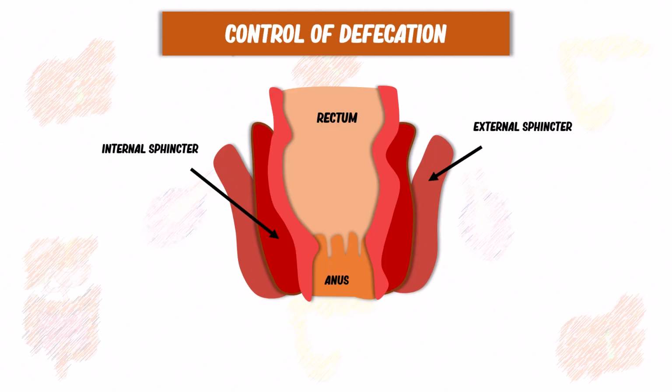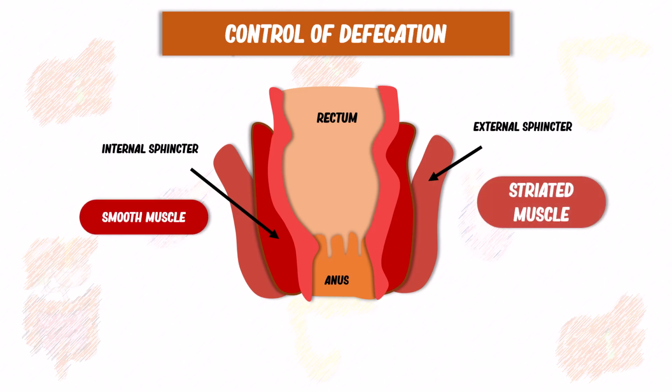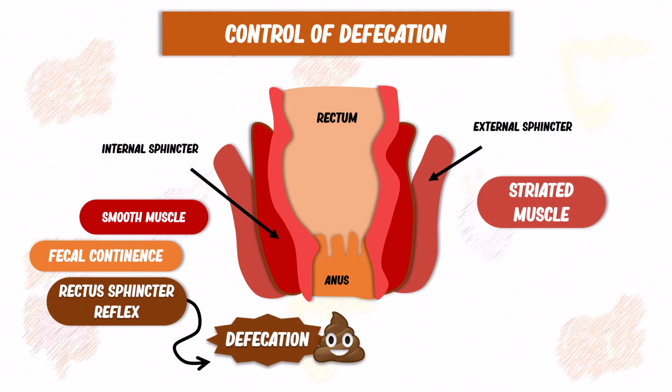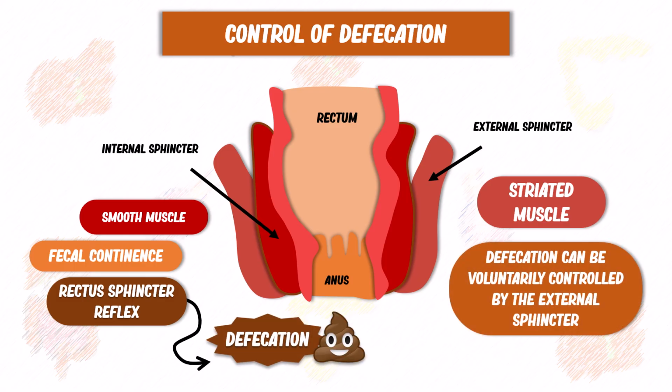At the end of the digestive tract, the anus has 2 sphincters, an internal sphincter made of smooth muscle and an external sphincter made of striated muscle. The internal sphincter is responsible for maintaining fecal continence. For feces to enter the rectum, the internal sphincter must relax while the rectum contracts with peristaltic movements. This is known as the recto-anal reflex. Typically, this reflex results in defecation, but the act can be controlled voluntarily by the external sphincter.